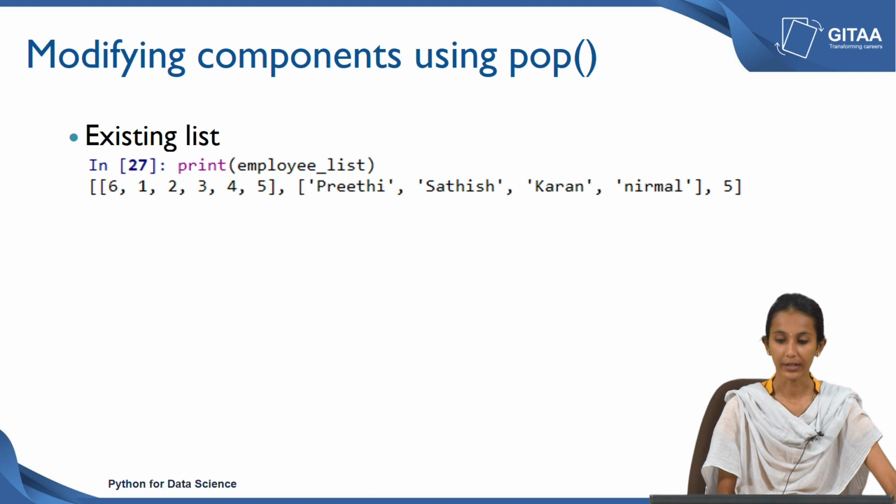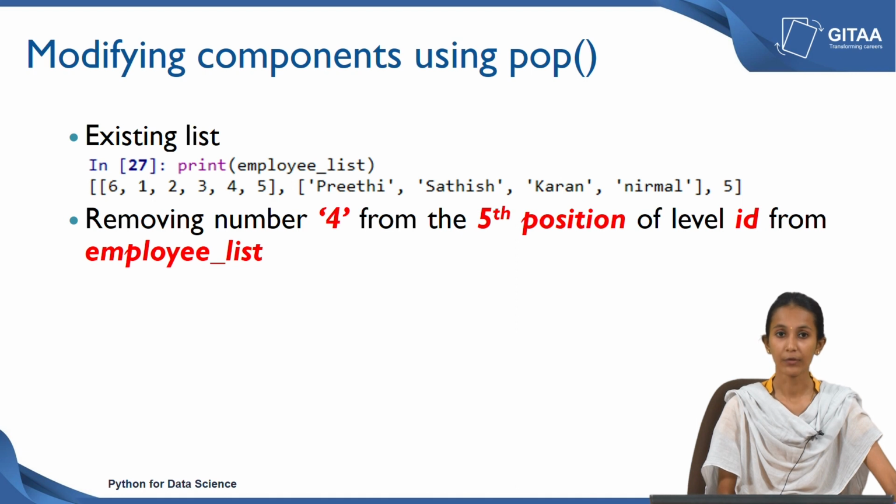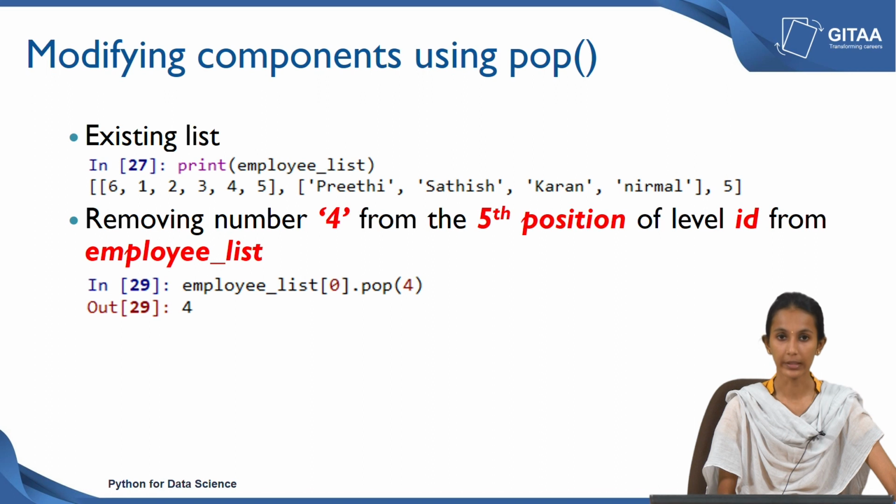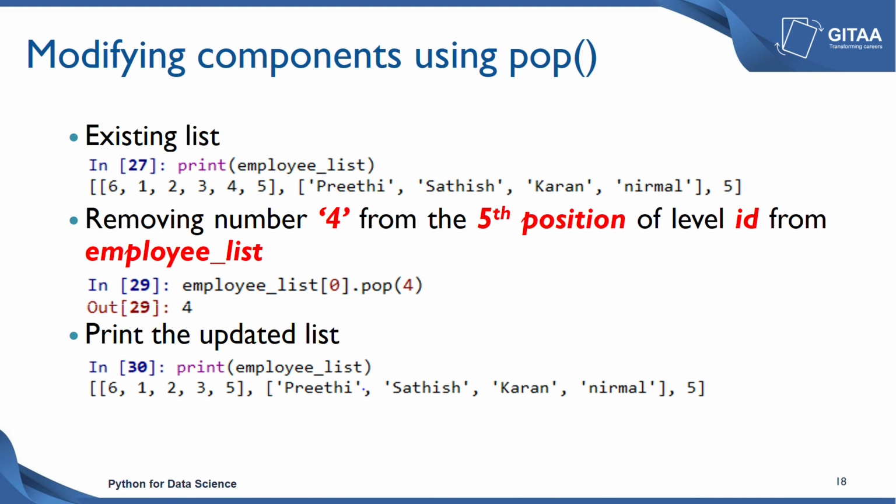So this is our existing list. I have IDs and 4 employees, and the number of employees is 5. Let us say I wanted to remove the 4th ID from the 5th position of the employee list, in the ID. If I give employee_list 0 dot pop 4, it pops the element in the list which is going to be removed. So 4 is going to be removed from the ID level. If you print the updated list, 4 will be removed from the ID level, and you will have 4 employee names Preeti, Satish, Karan and Nirmal, and the number of employees is equal to 5.